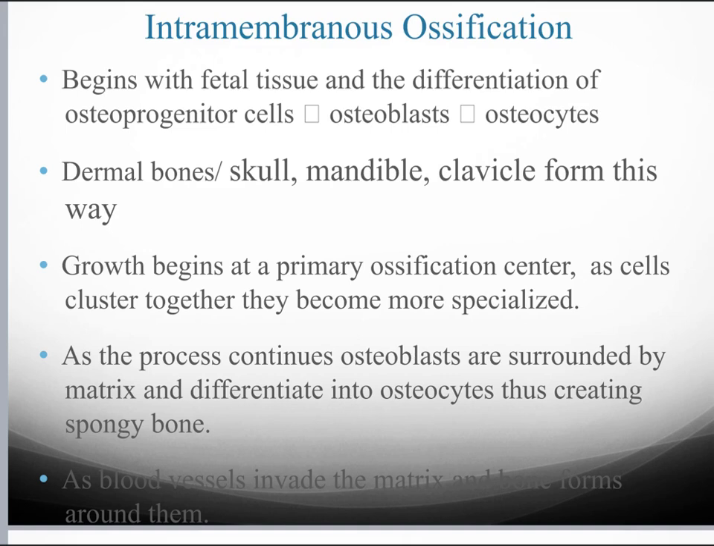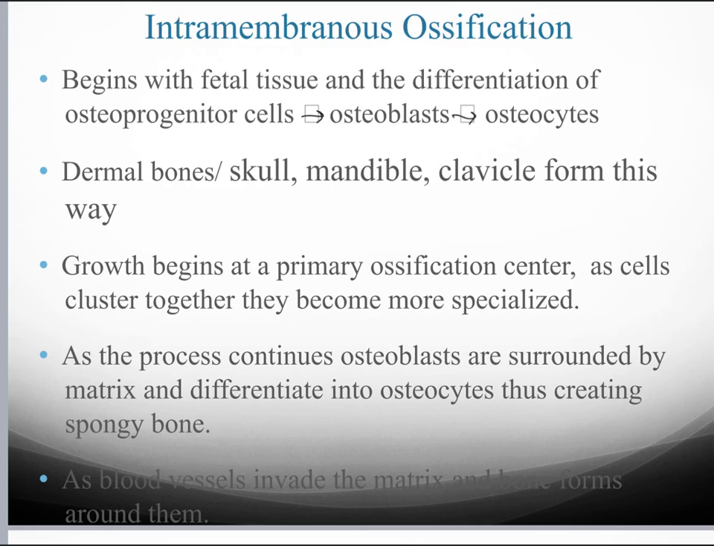So number one, it begins with fetal tissue and the differentiation of osteoprogenitor cells into osteoblasts, which then will differentiate into osteocytes. So where do we see this? These are dermal bones. So the bones of the skull, the flat bones of the skull, the mandible, and the clavicle all form under this type of ossification. So growth begins at a primary ossification center. The cells are going to cluster together, they're going to become more specialized, and then as this process continues, osteoblasts are surrounded by matrix, this osteoid, and then differentiate into osteocytes, thus creating the spongy bone.